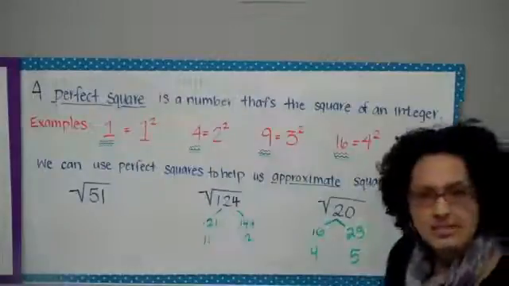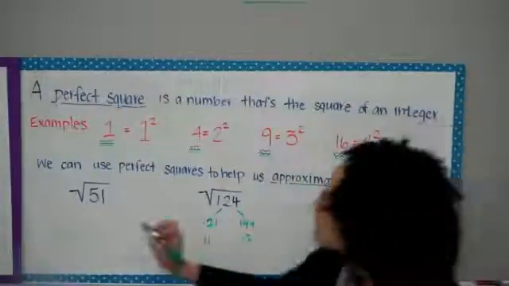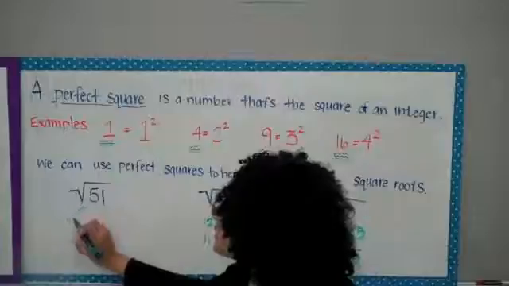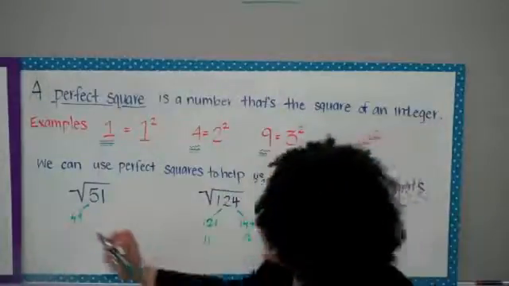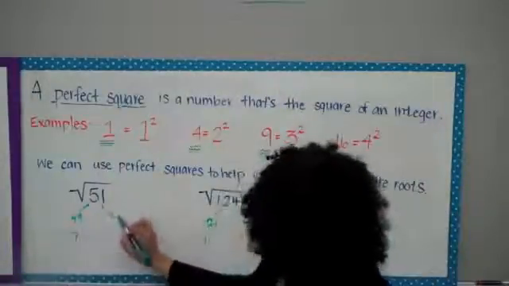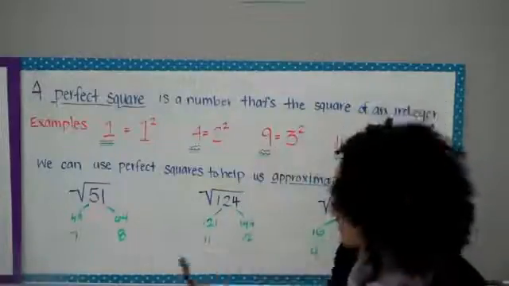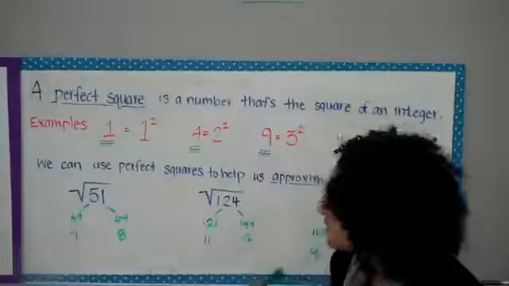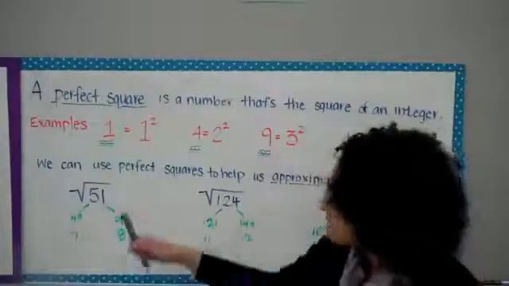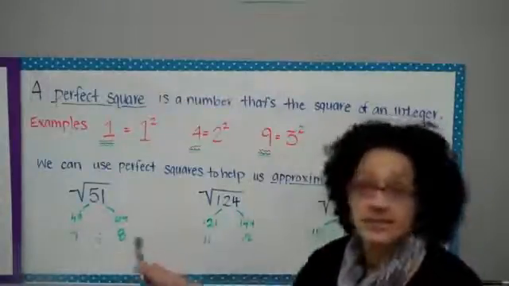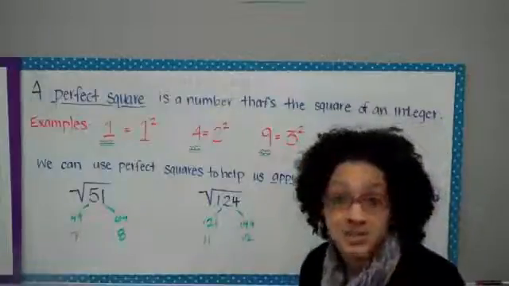What's the approximate value of the square root of 51? Well, 49 is right below that. And the square root of 49 would be 7. So my next number is going to have to be 8. 8 squared would be 64. Square root of 64 is 8. 51 is a lot closer to 49. So the square root of 51 is in between 7 and 8, but it's a lot closer to 7.